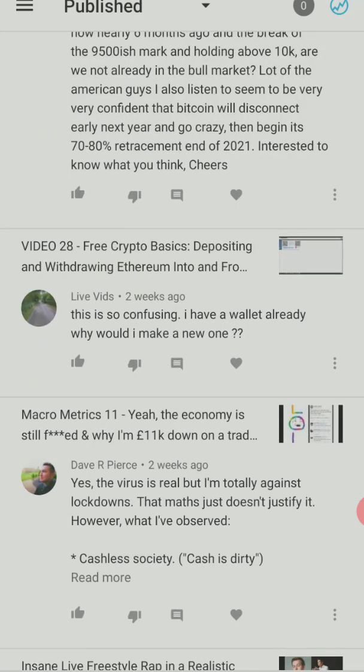Quick one, this is so confusing. I have a wallet already. Why would I make a new one? In case it gets hacked, or you lose the keys for it. You don't want to put all your eggs in one basket. So it's worth having at least a wallet for every type of crypto you have. Obviously, it depends how much money you're storing.